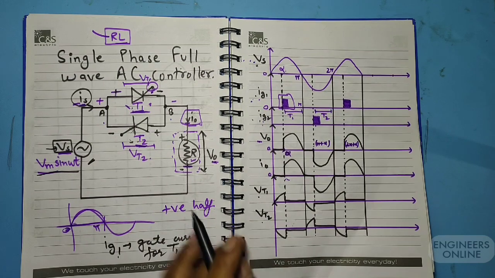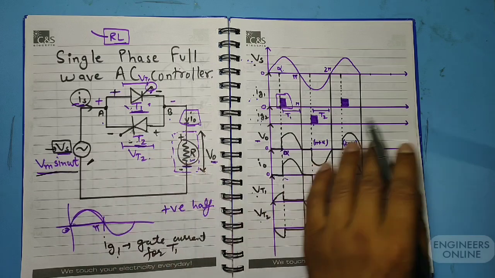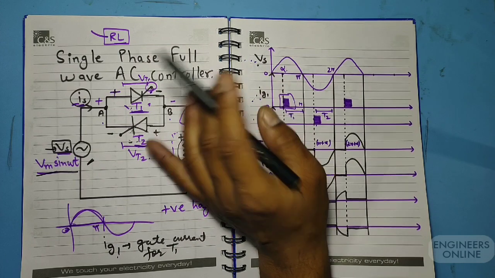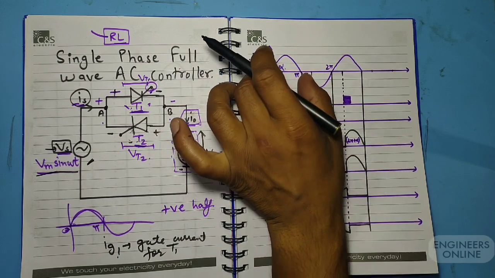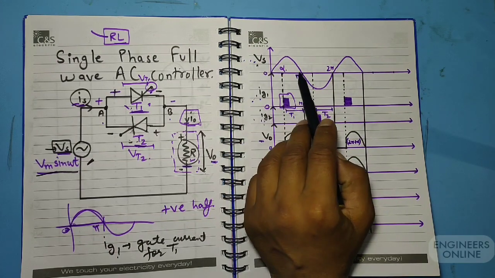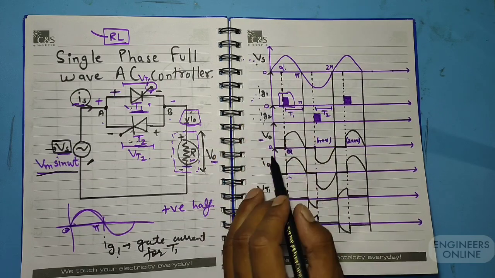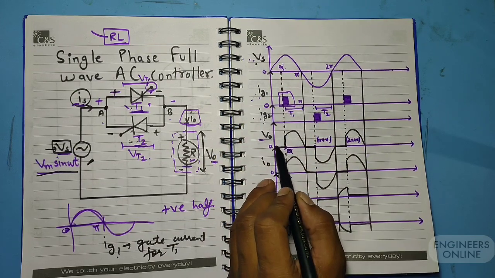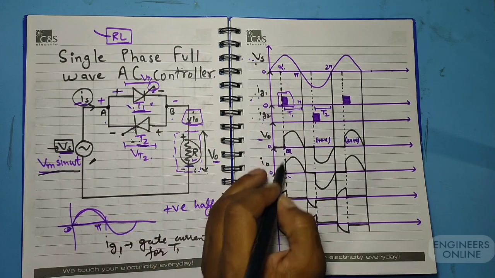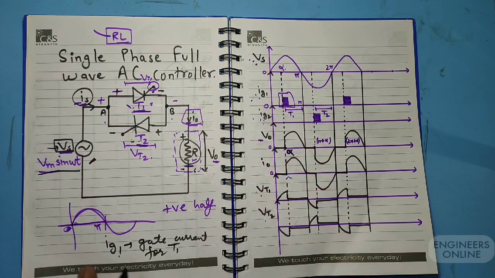This is VT1, VT2. We'll discuss VT1 and VT2 later in this video. Right now the source is applied to the circuit, and we are considering only the positive half cycle. In the positive half cycle, we can see that for some instant the voltage and current across the load is zero. But after this point, which is also known as alpha, and what is alpha?